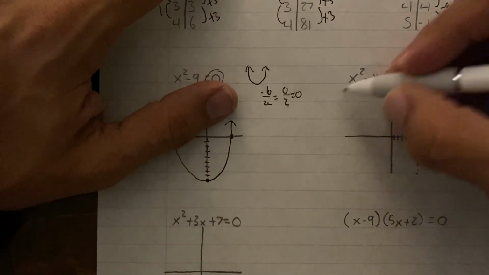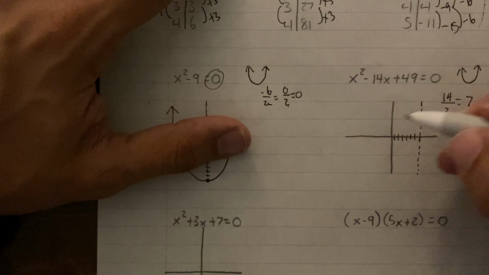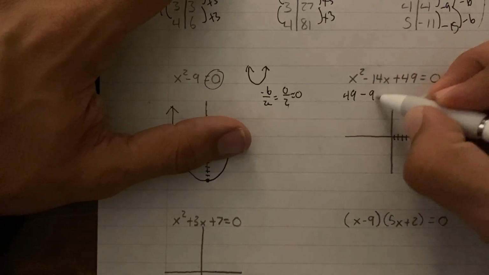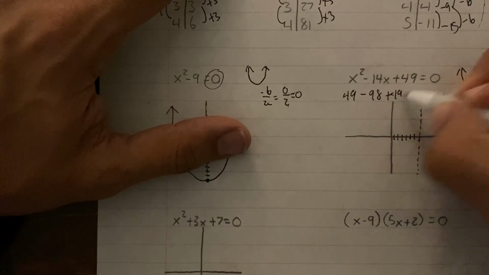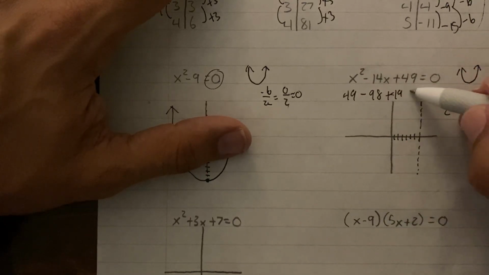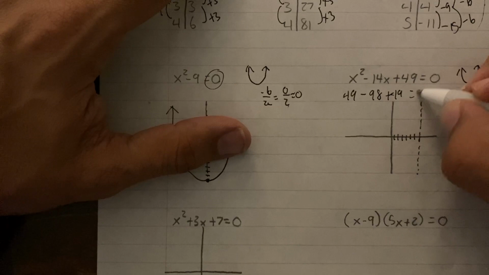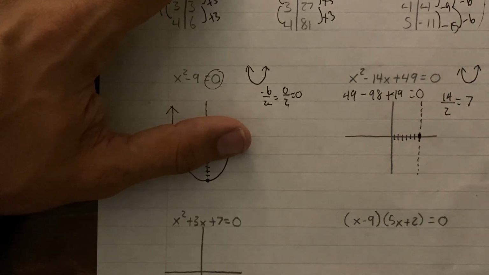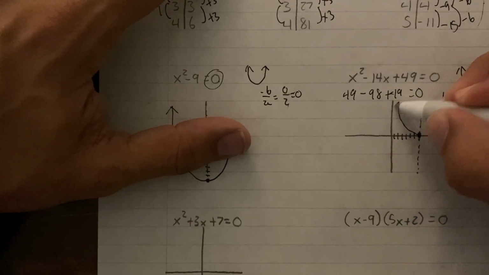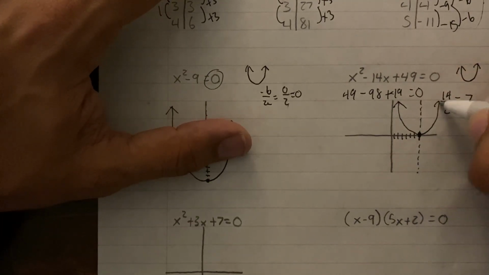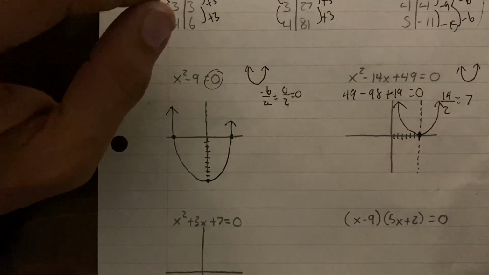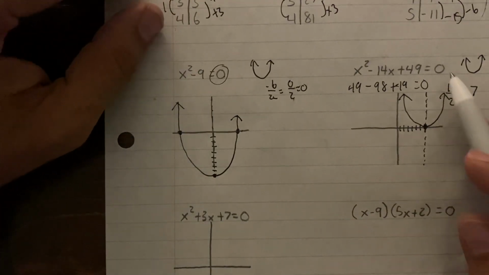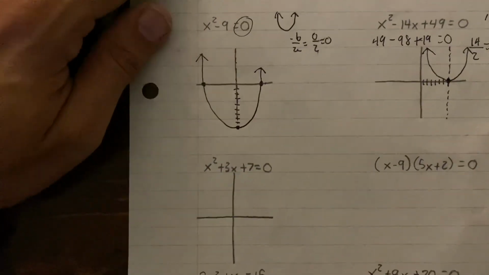So we're going to plug in a 7. That's going to be 49 minus 98 plus 49. If you put those into the calculator, you're going to see that it equals 0. So here is the vertex. So it's shaped like this. So it only has 1 solution. It only touches the x-axis once. That's when y is 0. All right, let's check this one.